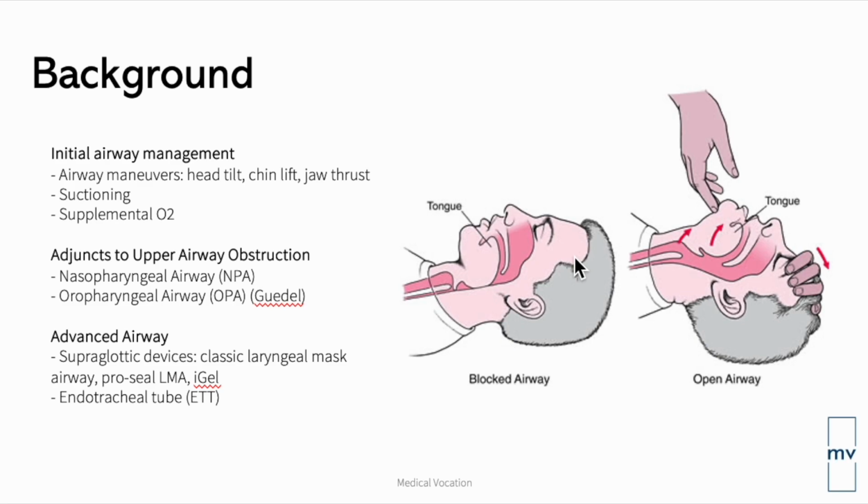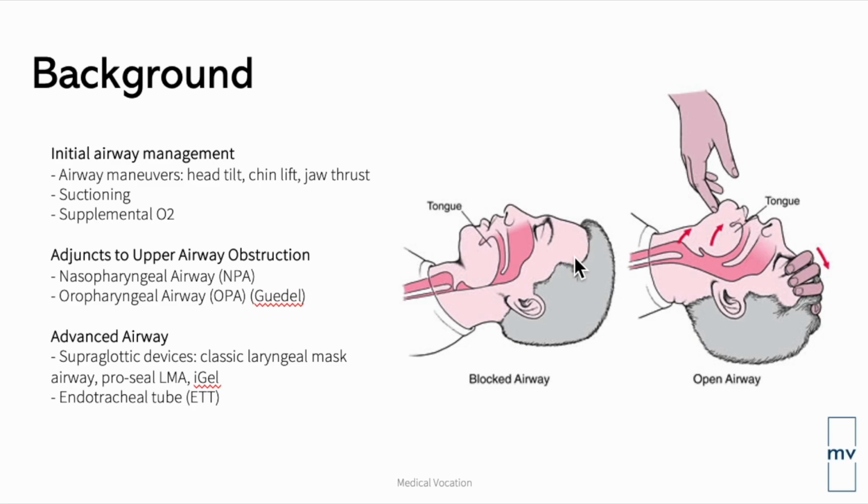The other thing that we do early on is suctioning anything that's visibly obstructing the patient's airways. So any vomit, any blood, we'll remove that. And then whilst we're getting all the airway equipment sorted, if the patient's desaturating, we can always give them supplemental oxygen as well.